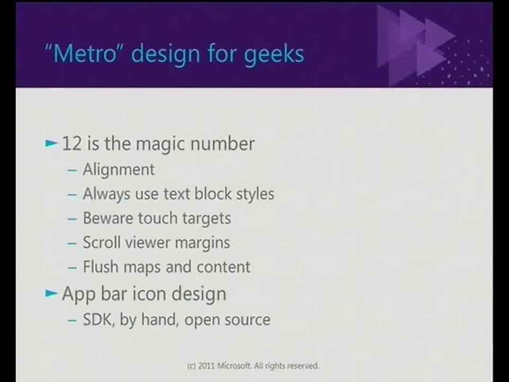Metro design for geeks. I already showed you a little bit about this. 12 is the magic number. If you look at the default styles, there's the number 12 and 24 all over the place. And it just is the magic number for Metro. And a lot of times you'll see, again, things are just off by 12 pixels. And one of the biggest reasons is developers, we just drop a text block in, we set the text property, and it turns out it's 12 pixels away.